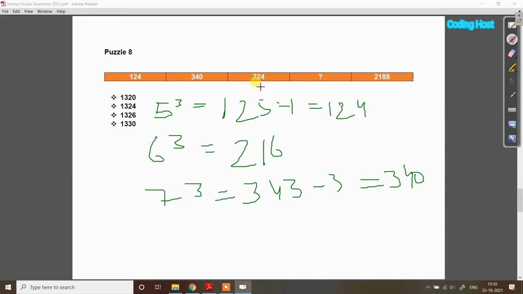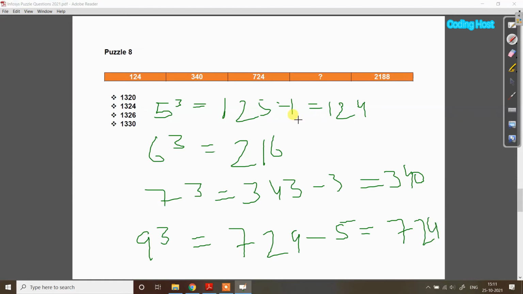Now after that we have 724. You can see that here they are taking the cube of the odd numbers. First we have 5, then 7, next we have 9. So cube of 9 is 729, and here is 724. So here they are subtracting 5, and here we are getting 724. So you can see that here they are also subtracting the odd numbers from 1 from the cube of this number. First we have 1, then 3, and then 5.